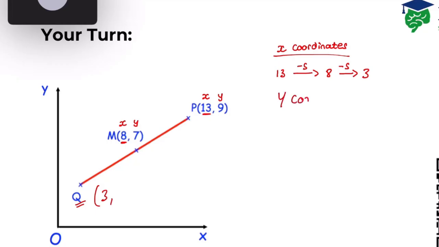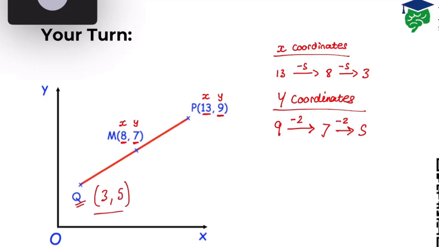Now, if we have a look at the y coordinates, we've got 9 over here, and we've got 7. Okay, so we're going from 9 to 7. How do we get from 9 to 7? To get from 9 to 7, we have to subtract 2. Okay, so that means to get to the y coordinate of Q, you also have to do the same thing. You have to subtract 2. Okay, and 7 subtract 2 will give you 5. So the y coordinate of Q is going to be 5. Okay, so you're going to have 3, 5 as your final answer.